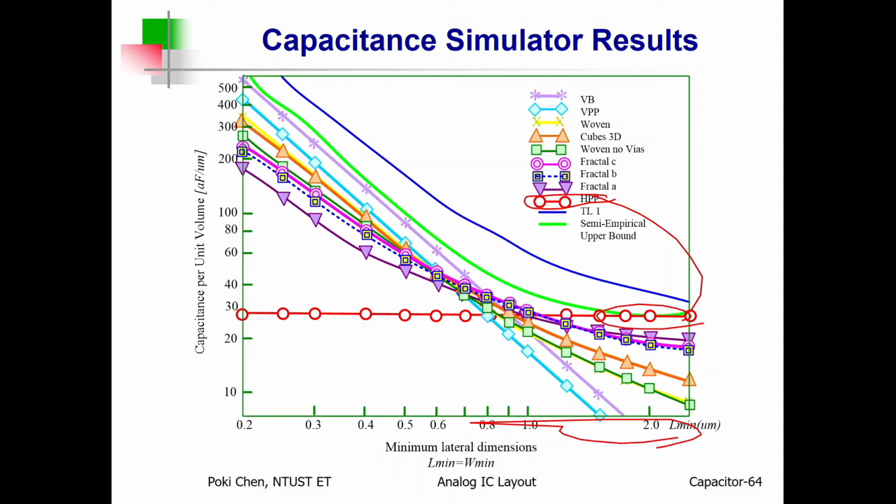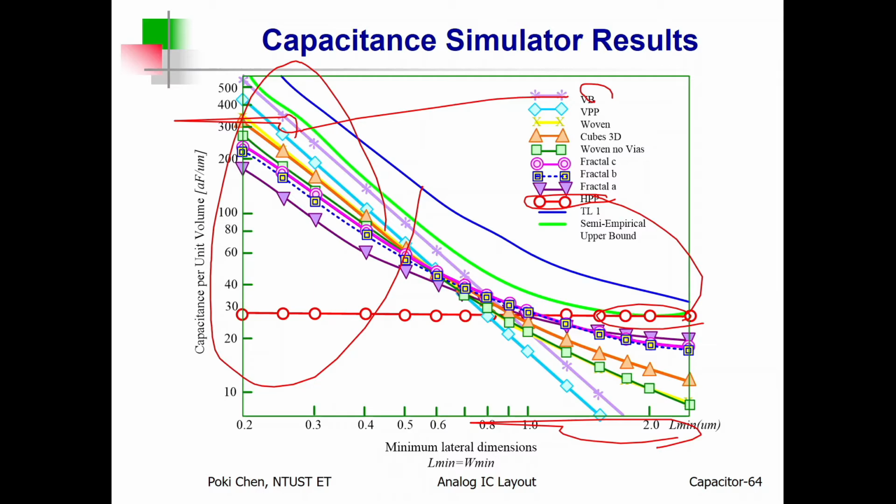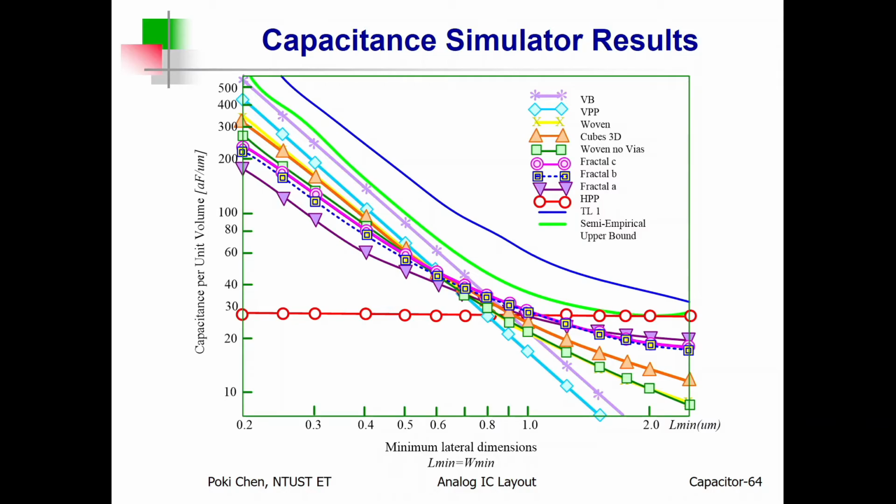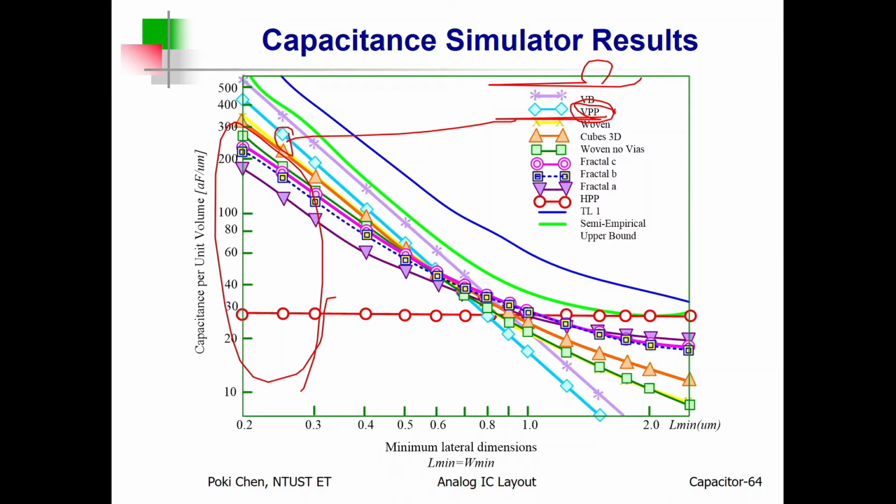But for the past, how about right now? Here, right? We hope our process is already here. Then which one is the best? This one. Which is that? Vertical bar in theory. And who is the second best? The light blue one, right? For the light blue line, that is the vertical parallel plate. So in theory, for new processes, vertical bar is better than VPP. However, that is only in theory.